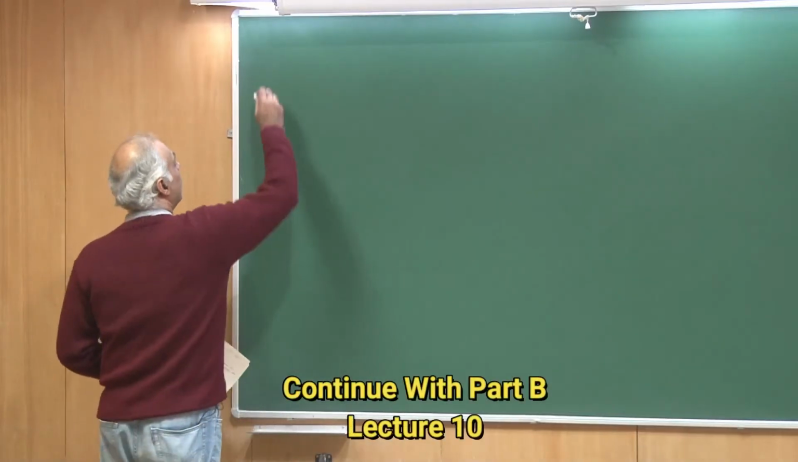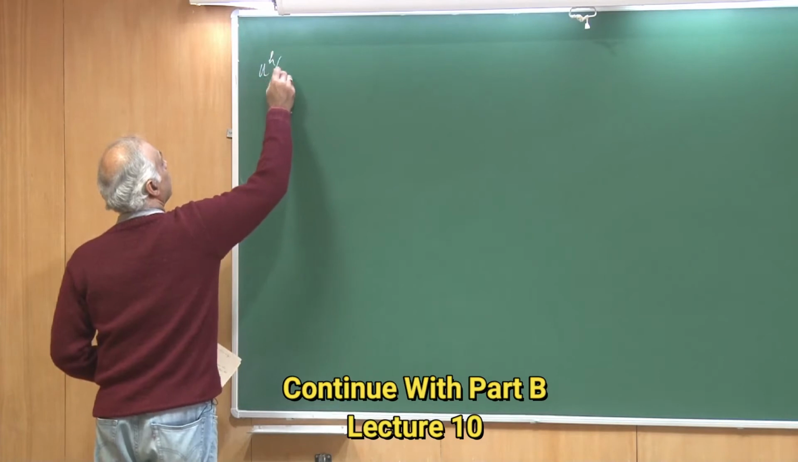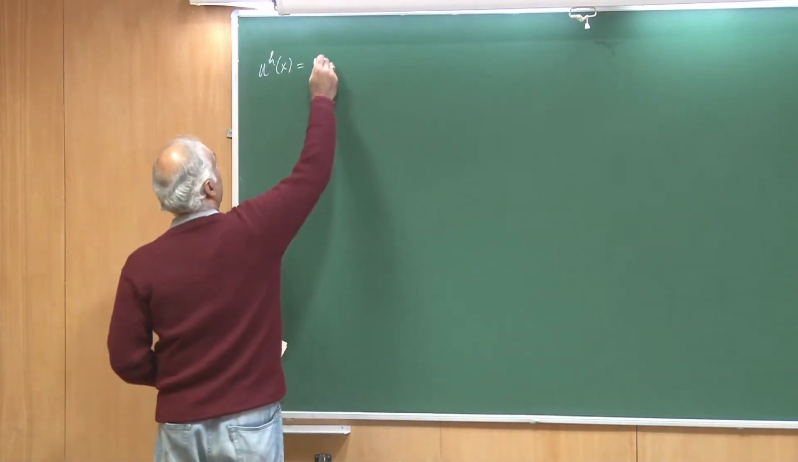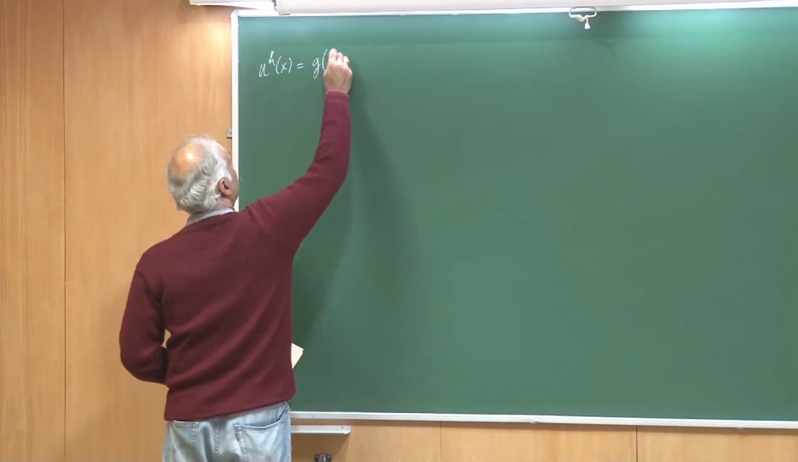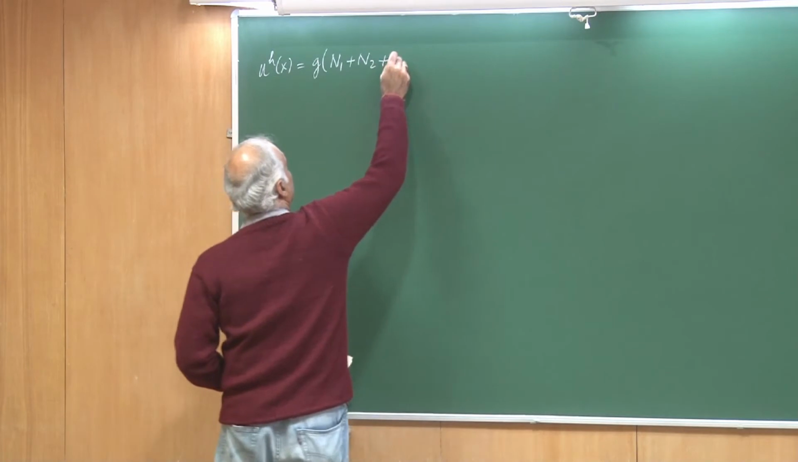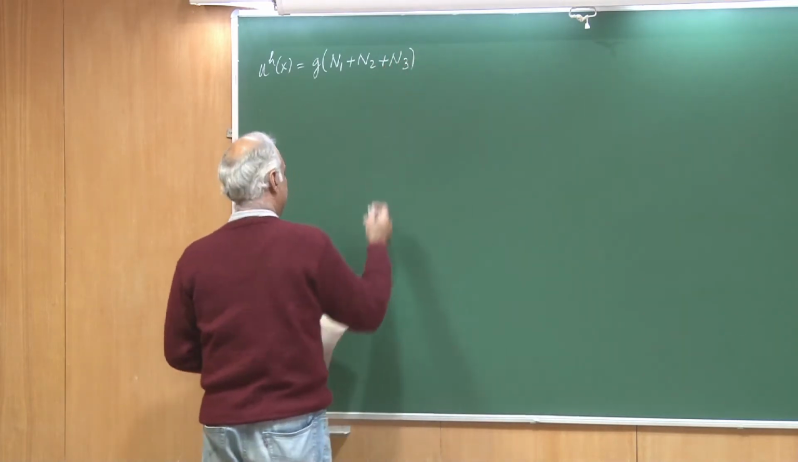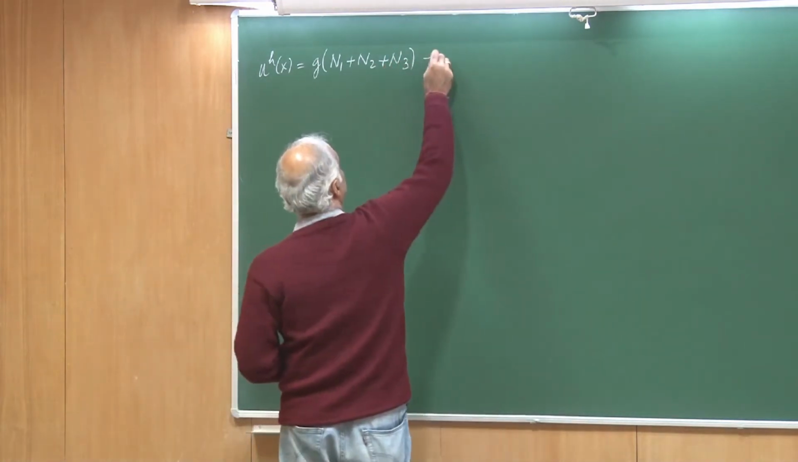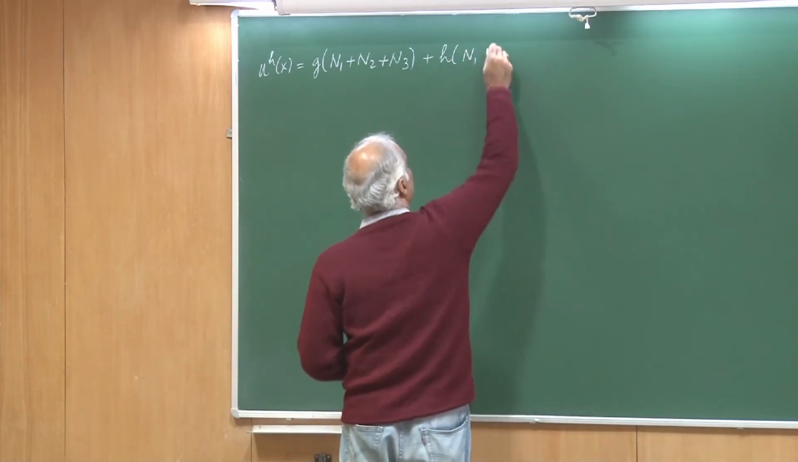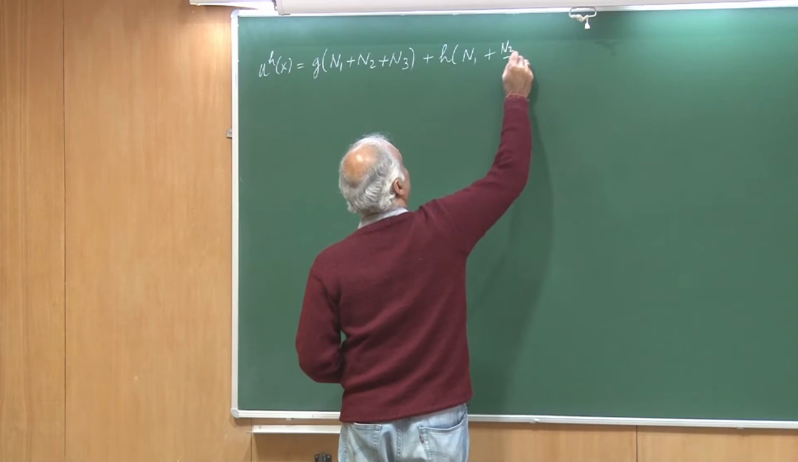So let us simplify what is UH. UH as a function of x, we will rearrange the terms, and this would be g of n1 plus n2 plus n3 plus h times n1 plus n2 by 2.